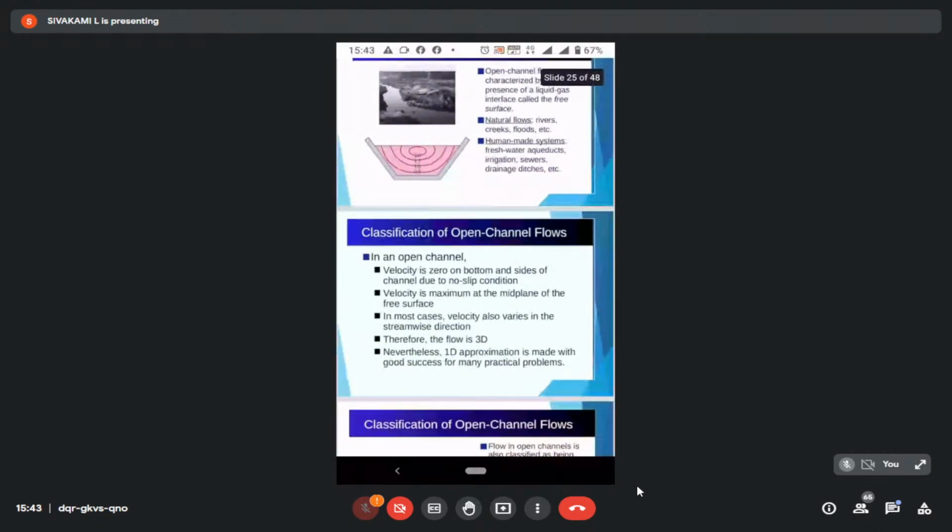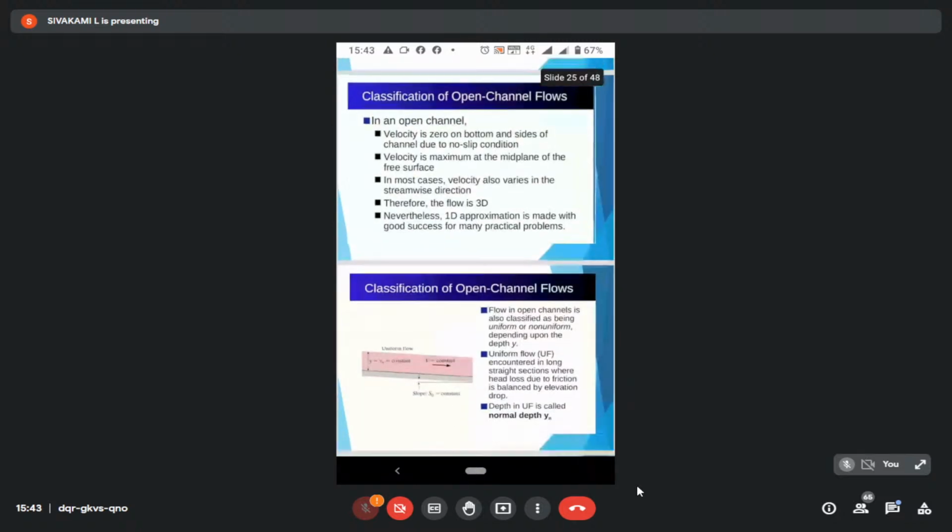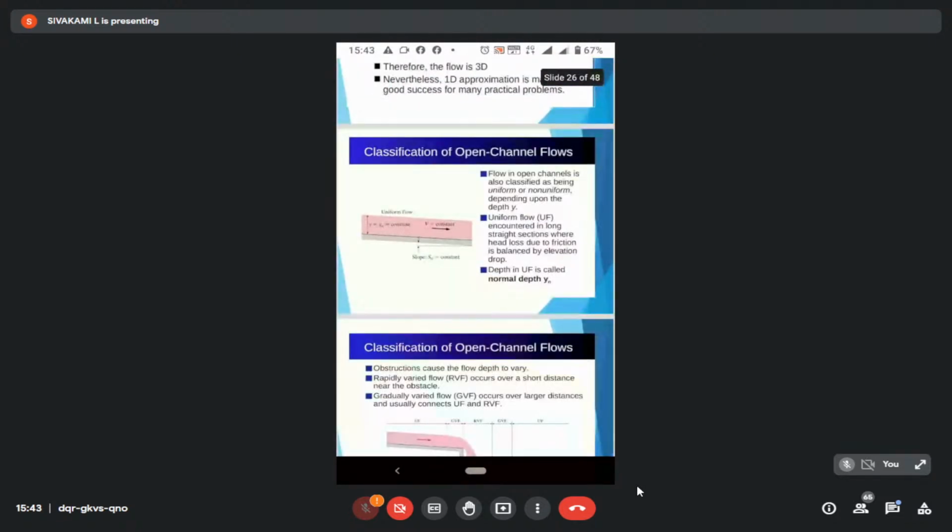The velocity is 0 on the bottom and sides of the channel due to the no-slip condition, and the velocity is maximum at the midplane of the free surface. In most cases the velocity also varies in the streamwise direction. Therefore, the flow is a three-dimensional flow. Further, the flow in an open channel is also classified as uniform or non-uniform depending upon the depth of the flow. Uniform flow is encountered in long straight sections where the head loss due to friction is balanced by the elevation drop.